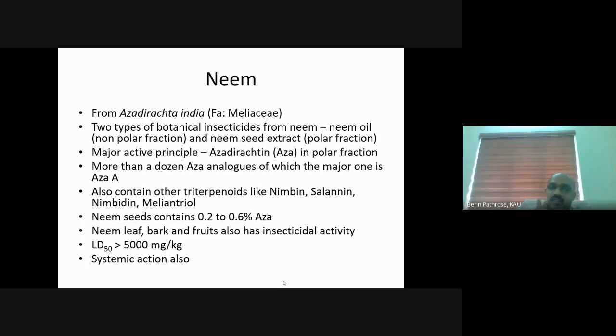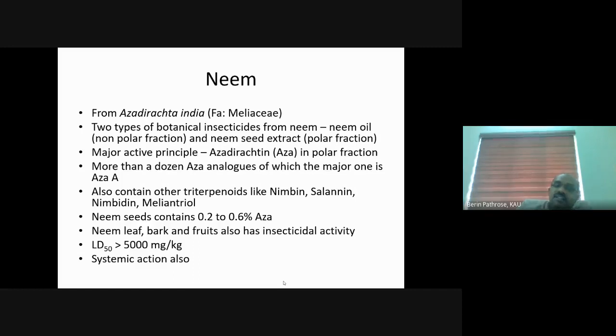It contains several other pesticide molecules that we will discuss later. And azadirachtin, as I told you earlier, is not a single molecule. We have more than a dozen azadirachtin analogs. I told you azadirachtin A, B, C, D, E, F, G, etc. So we have several dozen azadirachtin analogs, but the major one is azadirachtin A.